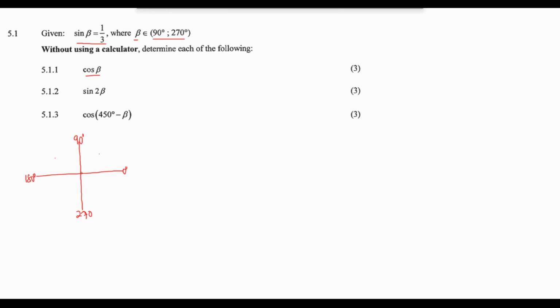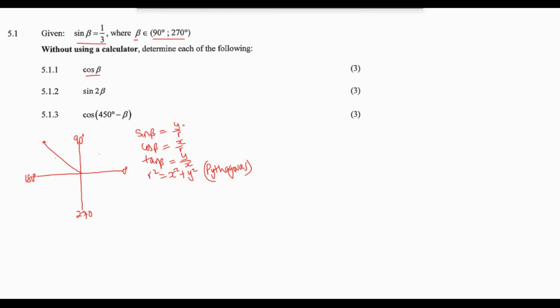Okay, so we draw our ray, and then remember that sine beta is equal to y over r, cos beta is equal to x over r, and tan beta is equal to y over x. And then from the Pythagoras theorem, r squared is equal to x squared plus y squared. You have to remember these four. So now let's fill in what we have.